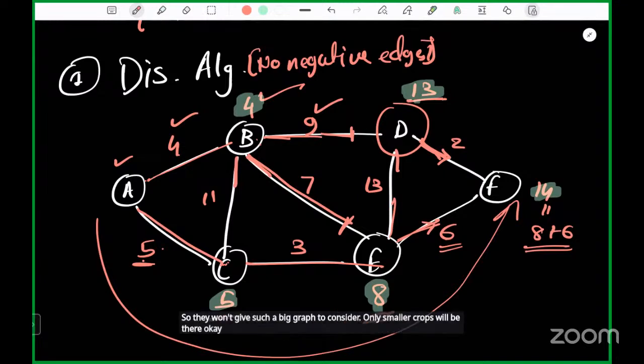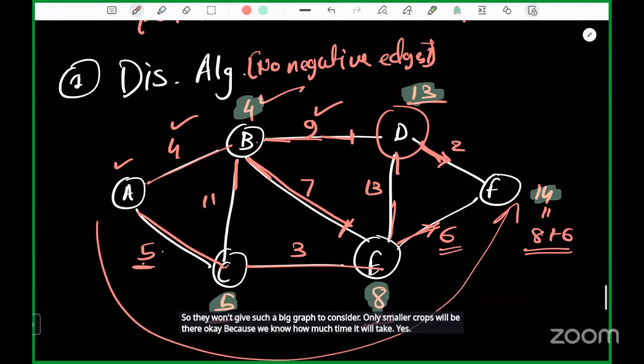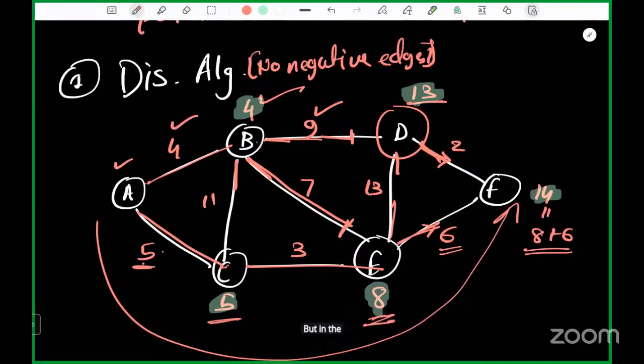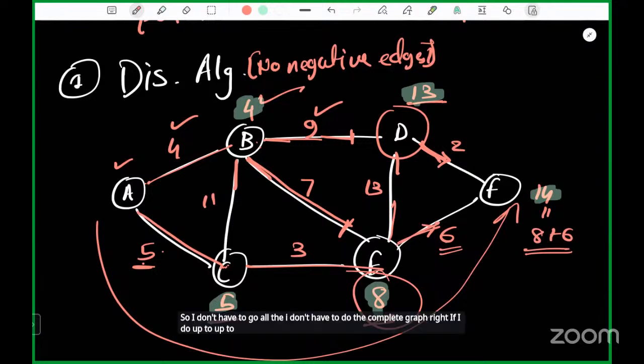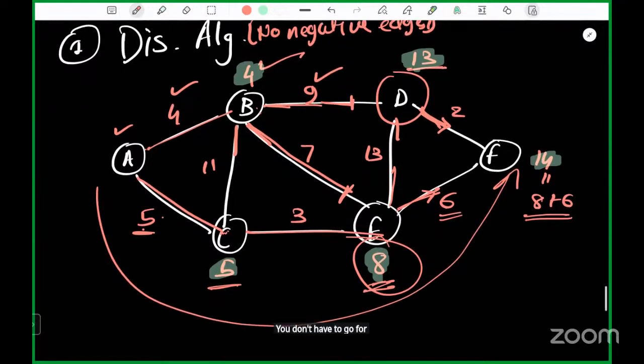Okay. Ma'am, one question. Ma'am, in this case, you deliberately took time to explain to us the process from A to F. But in the exam, if they say find a minimum path from A to say E, then 8 will be your answer. I don't have to do the complete graph, right? Right, correct. Up to E is sufficient. Yeah, that's also sufficient. You don't have to go for F and D and all. If I can reach up to E and calculate 8, then I don't have to proceed further.